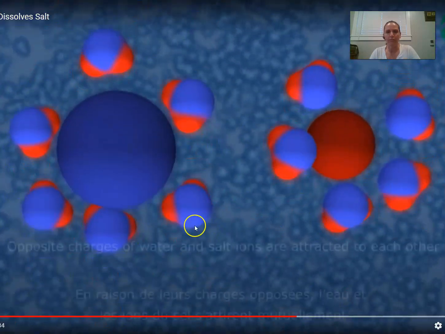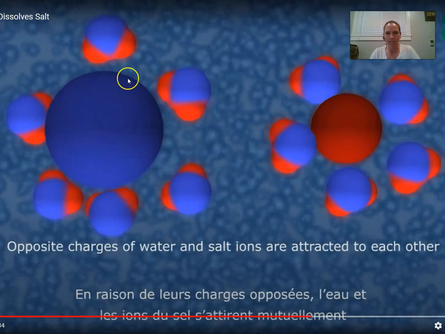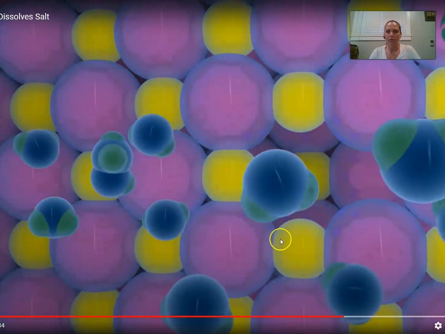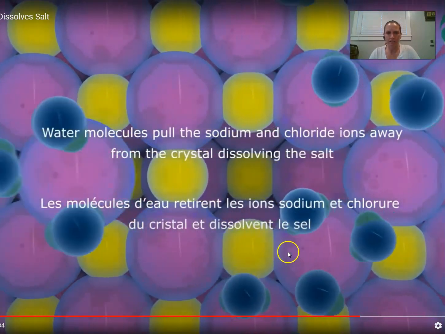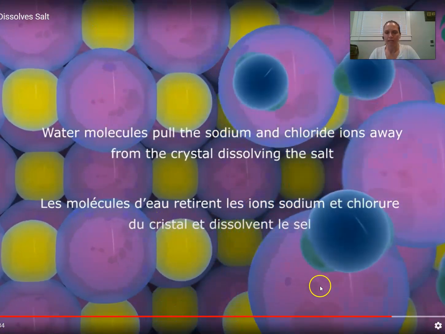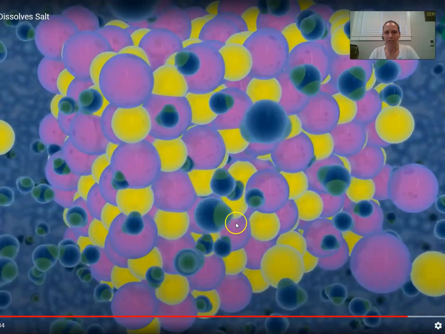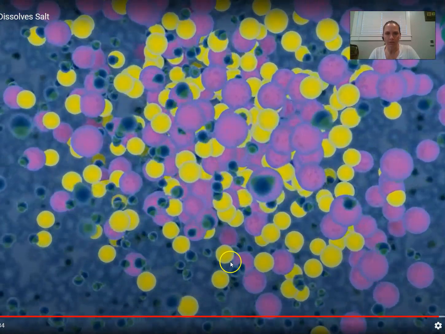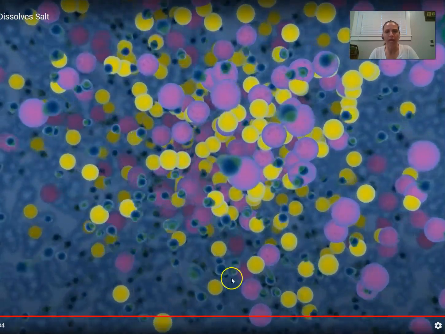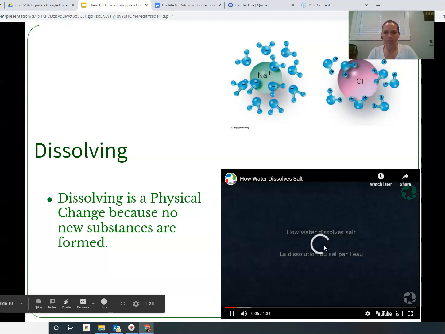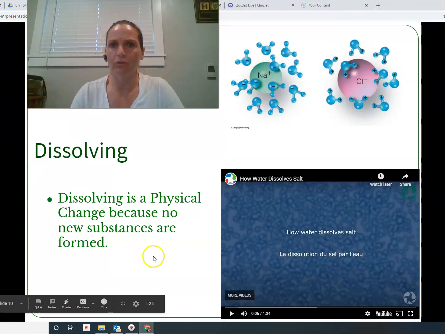So the opposite charges of the water molecules surround the solute. So that's why water is the universal solvent. It can dissolve any compound. If the compound is positive, it puts its negative side next to it. If it's negative, it puts its positive side next to it. And so the water molecules then slowly come in and break down and carry away the solute. And that's what makes it the universal solvent. That's what makes it able to do that.